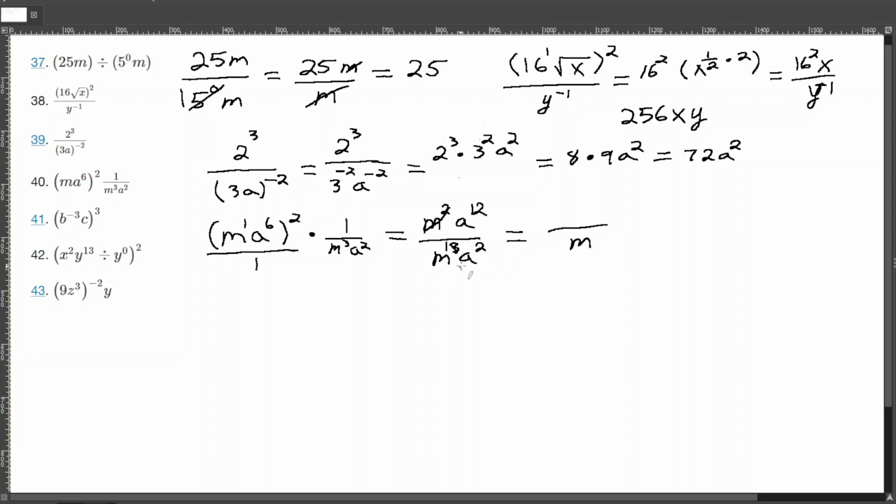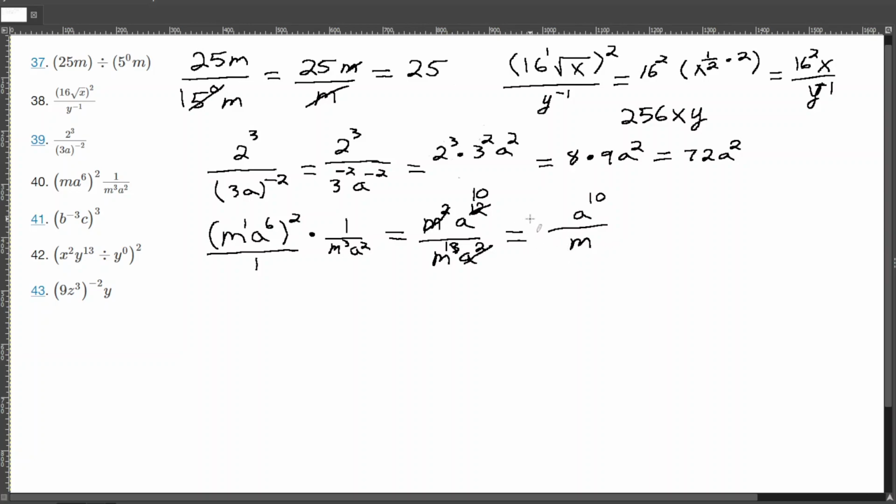And here, I'm allowed to cancel a to the 2nd. So I can subtract, that's a to the 12th minus 2, so that's a to the 10th. But what I'm going to do is cancel these 2, cancel 2 here. That ends up being a to the 10th. So what I have is a to the 10th over m.